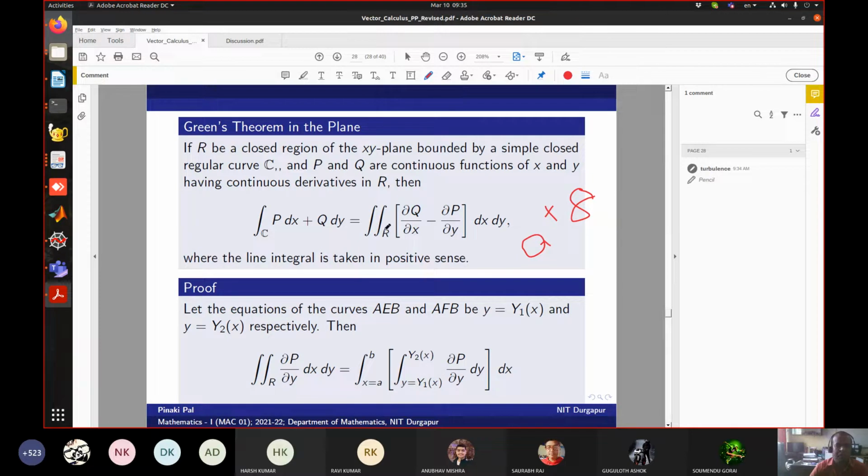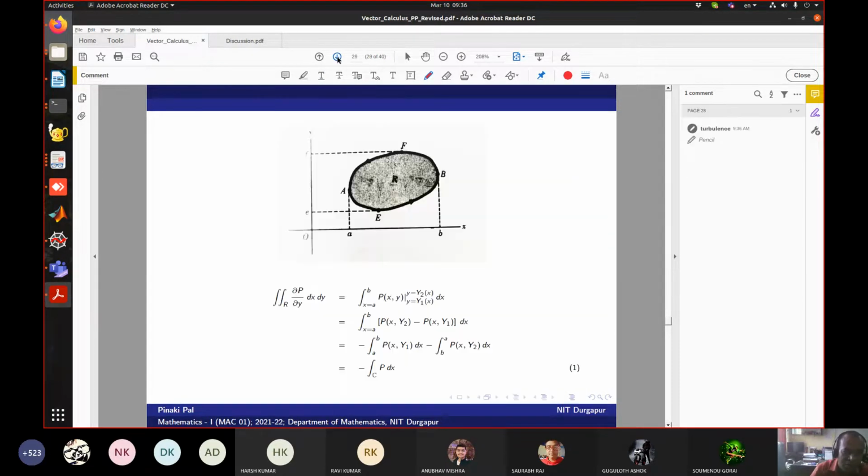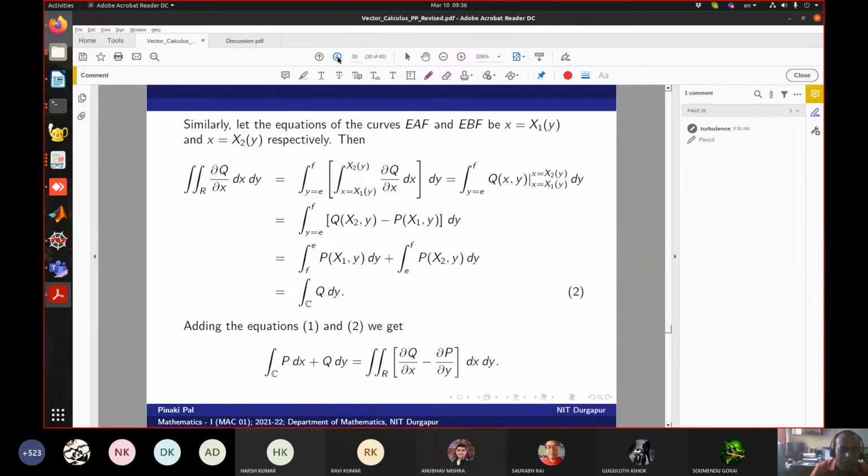R is the region enclosed by this C. This is your R. This is your C. This curve is C, which is enclosing a region R. So the double integral we have to take over the region R, and the line integral will be on this curve C in positive sense. So the proof I am not discussing. It is given over here.